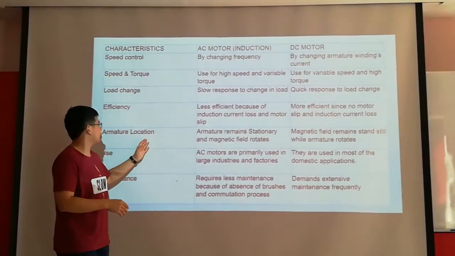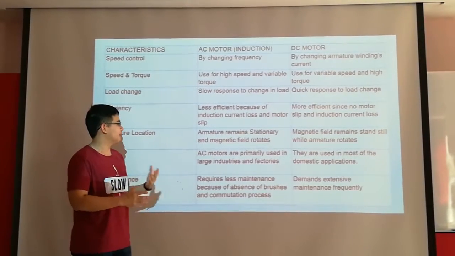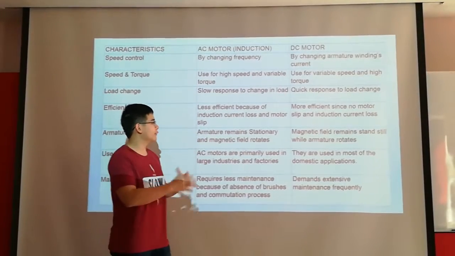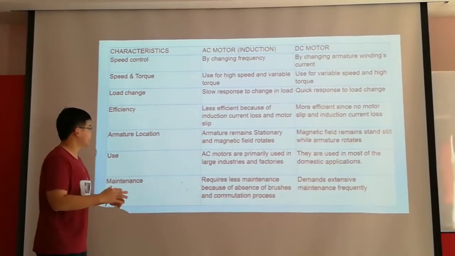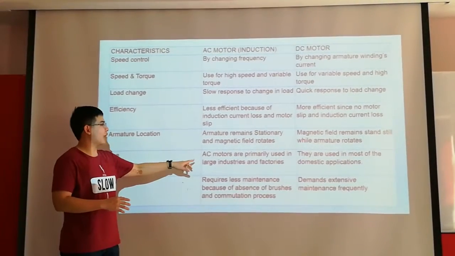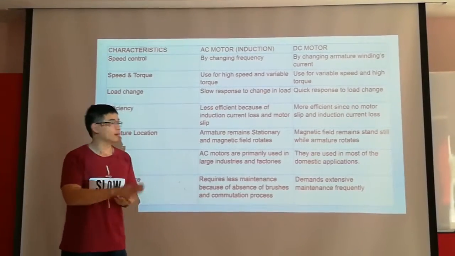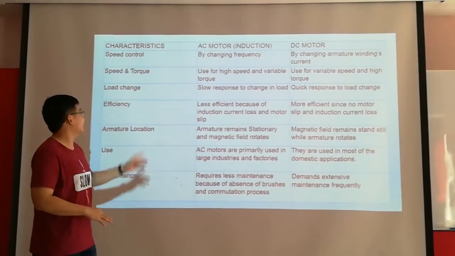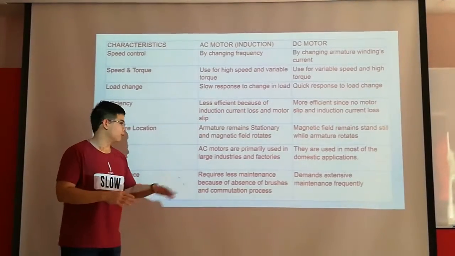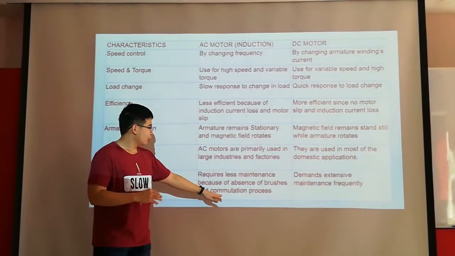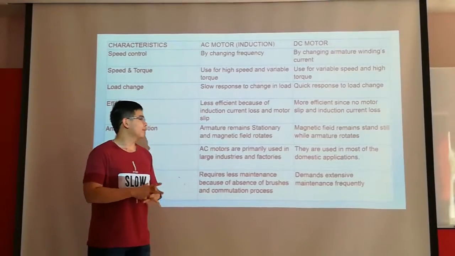Compare the armature location. In an AC motor, the armature remains stationary and the magnetic field rotates. But for the DC motor, the magnetic field remains standstill while the armature rotates. Compare the use of AC motor and DC motor. AC motors are commonly used in large industries and factories, but the DC motor is used in domestic applications. As for the maintenance, the AC motor requires less maintenance because of the absence of brushes and the commutation process. But the DC motor demands extensive maintenance frequently.